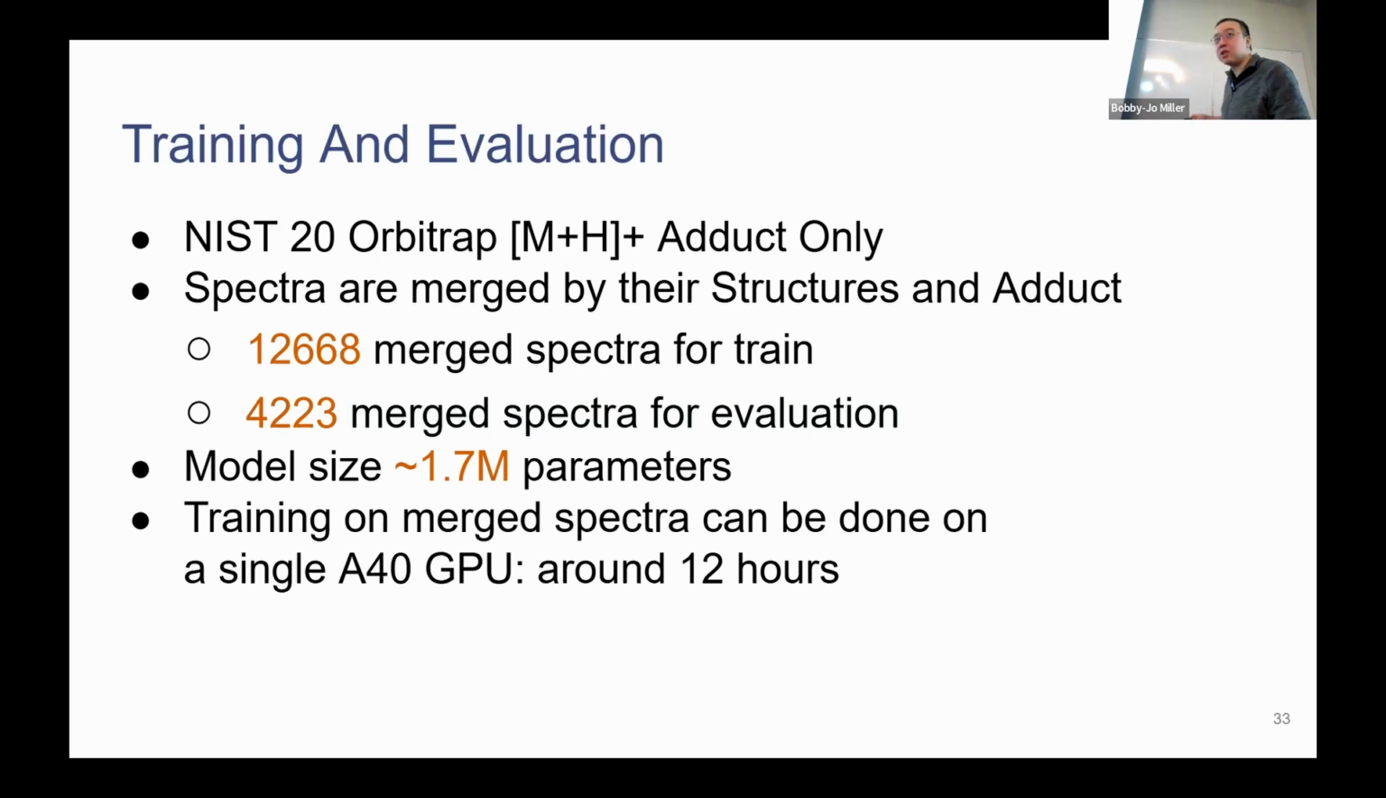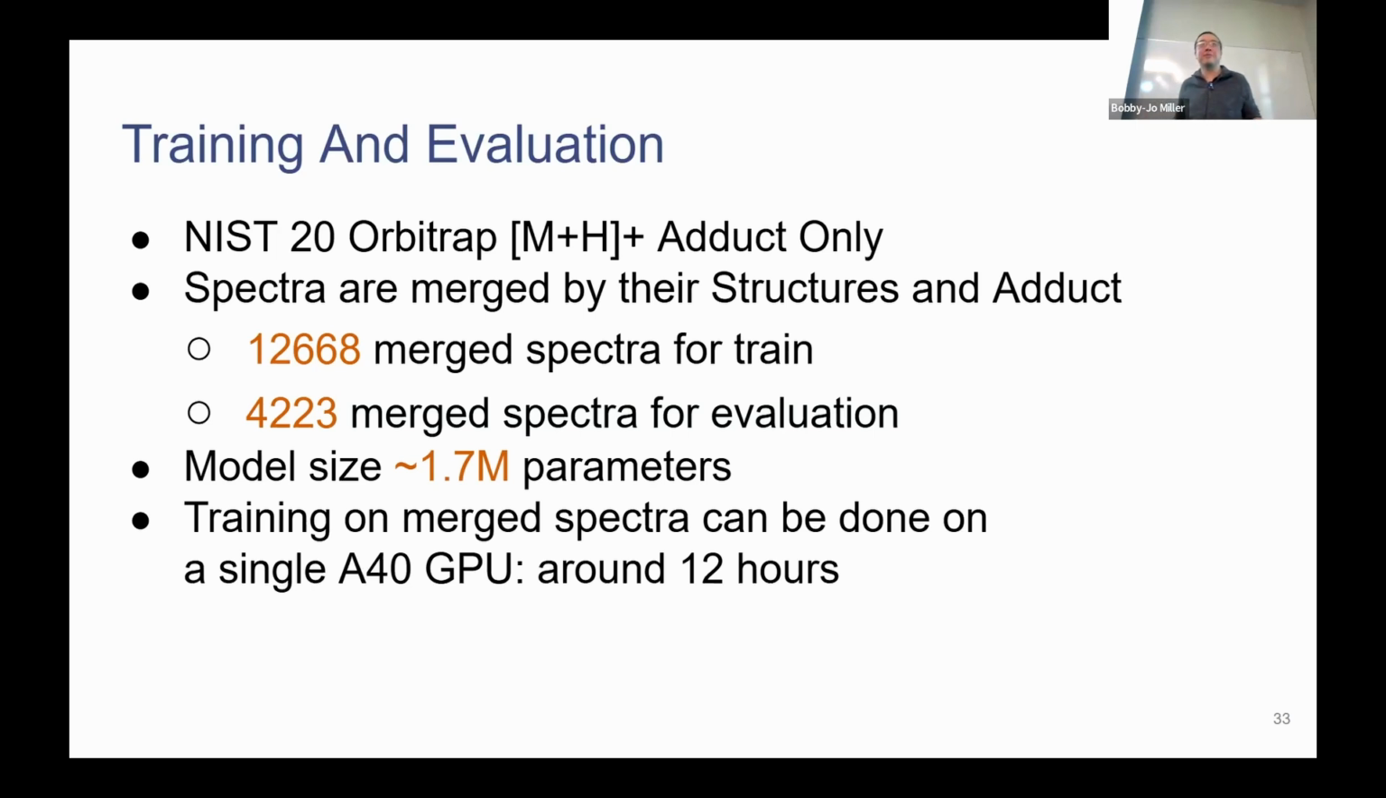The spectra are merged to save time, which I know every single one of my chemistry friends hates me for doing, but hey, this is machine learning. Merging makes the training much faster, because it's just a proof of concept. Overall, there are around 13,000 merged spectra for training, and 4,000 of them are reserved for evaluation. So we are doing a 60-40 distribution on this particular setup.